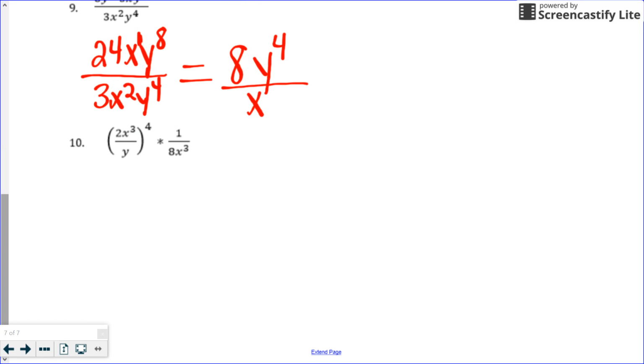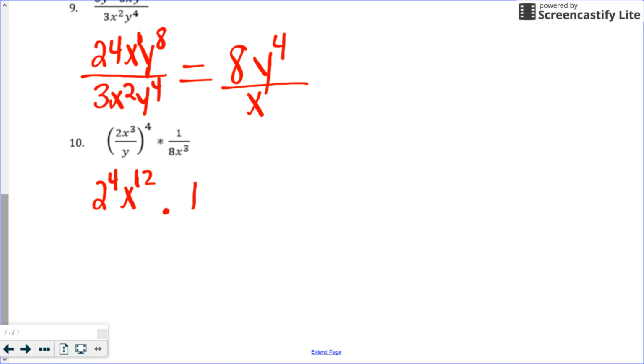All right, last problem. Again, I'm going to work with the left-hand side with those parentheses first. So I've got 2 to the 4th times x to the 3 times 4, that's 12.